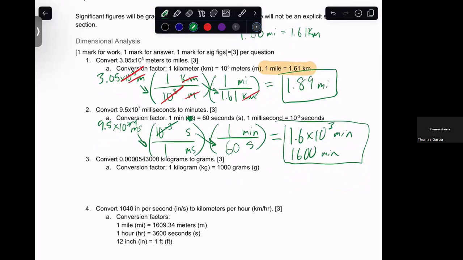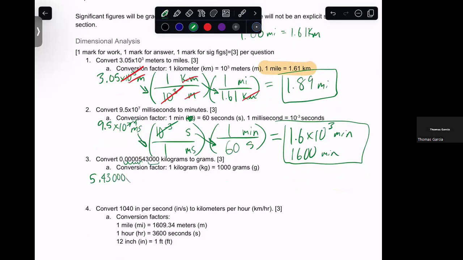All right, moving on. Number 3. Now with this one, the first thing I did is I actually just bounced the decimal point back so I could start with significant figures, and I got 5.43. And now these zeros are after a decimal point, so they're significant.